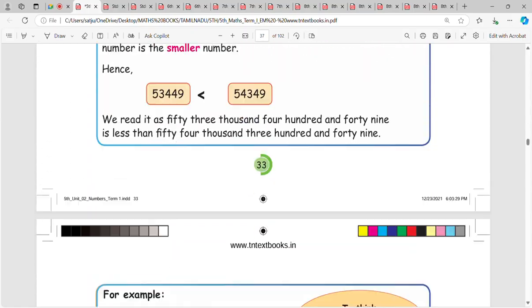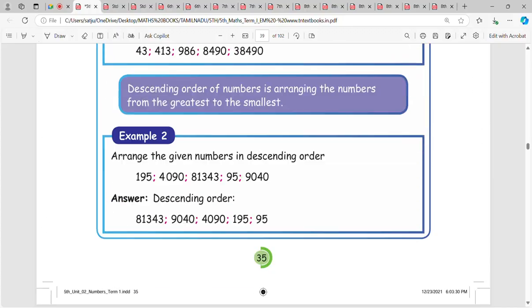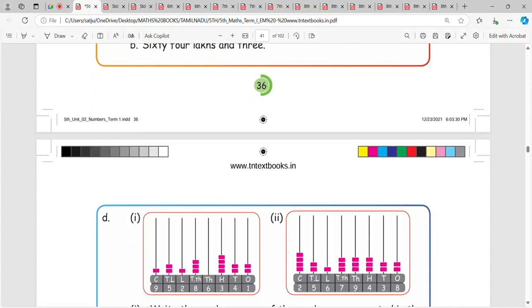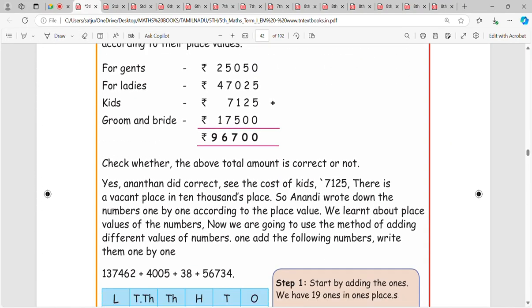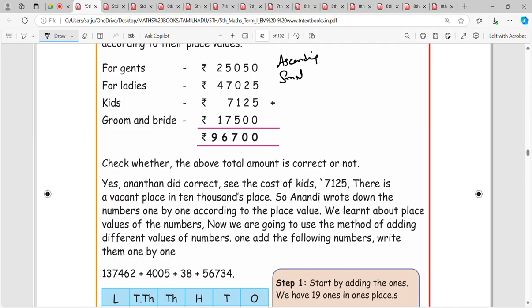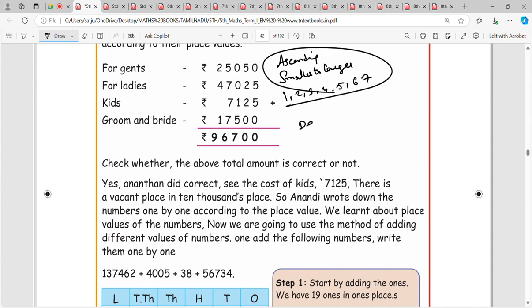Next is important: ascending, descending and all. You know, right? Increasing, decreasing. Ascending order means smaller to larger: 1 2 3 4 5 6 7. So this is the ascending. Descending means 4 3 2 1. So this is the decreasing, and that is the increasing. This is ascending order and descending order.